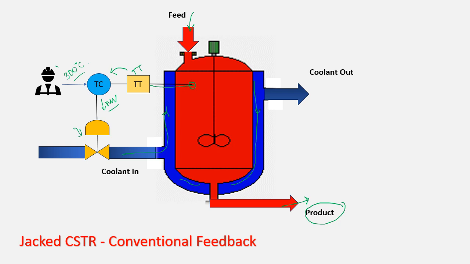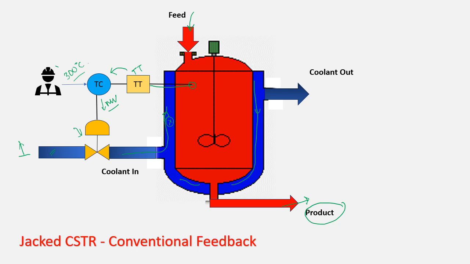Now, what is the problem associated with this loop? There are three disturbance sources. One of the sources is obviously the coolant temperature, the temperature of the coolant that is going here, whether it is constant or varying over time, or varying with respect to some process disturbance upstream of this valve. There can be any number of issues. This coolant temperature can vary over a period of time.